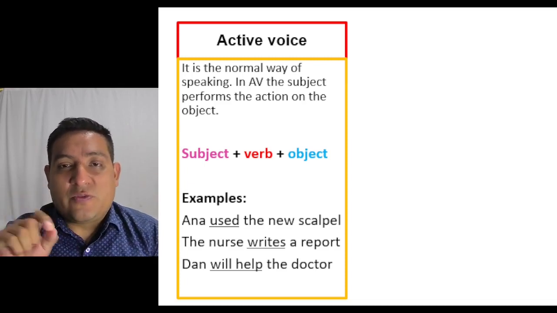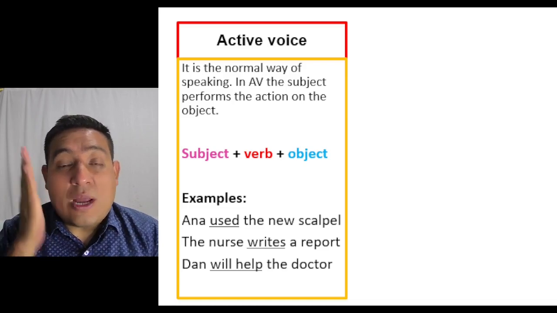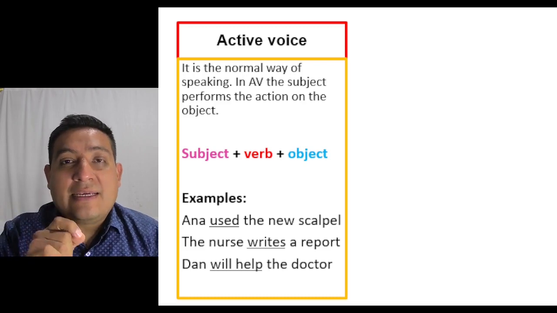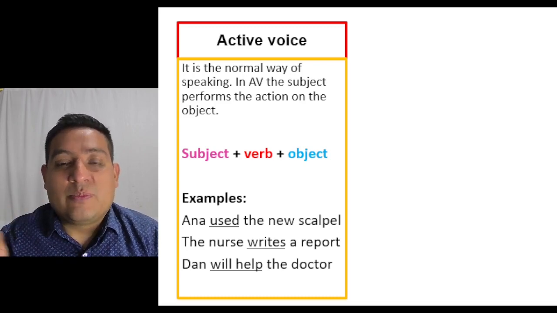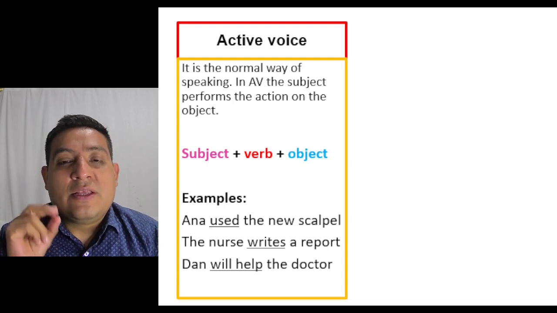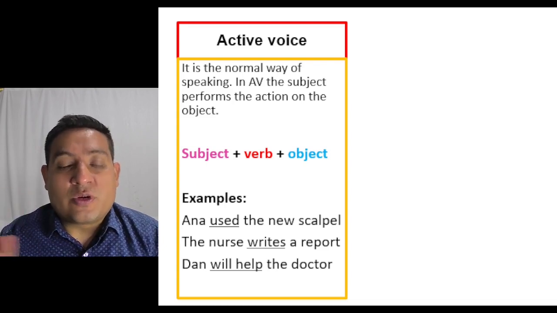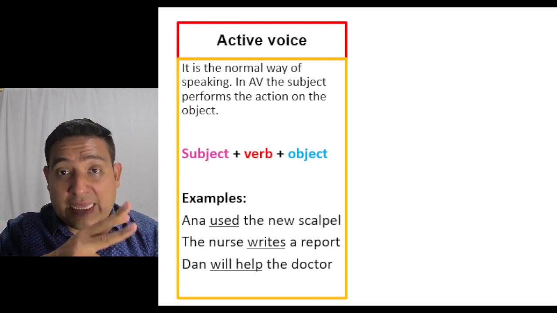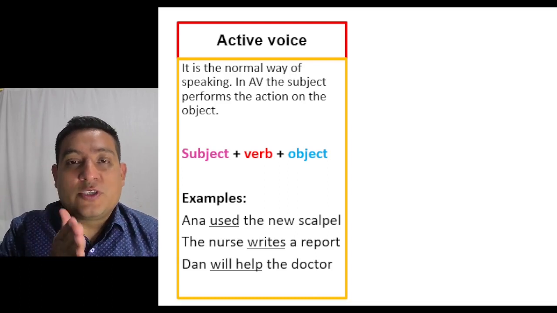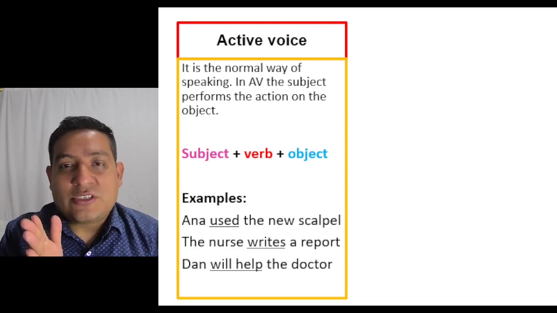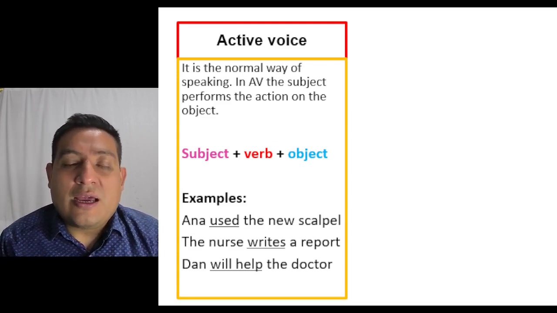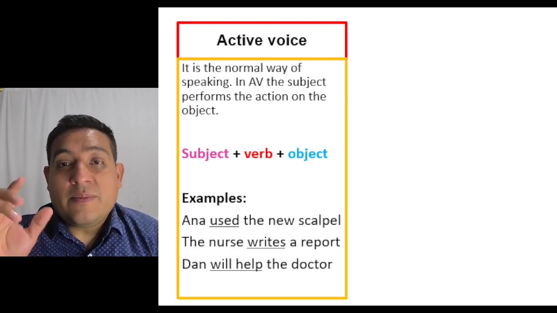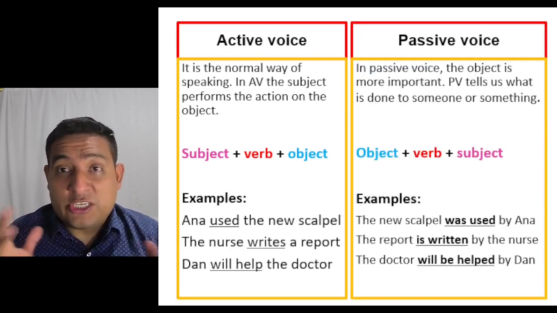If you can read each of these sentences, we have one person doing the action. In example number one, we have Anna. Anna used the new scalpel. Example number two, the nurse writes a report. And example number three, Dan will help the doctor. In these three sentences, one person does an action, and these actions affect a subject, or in some cases, an object.